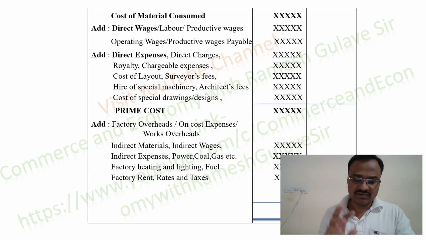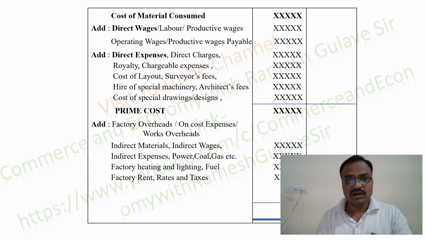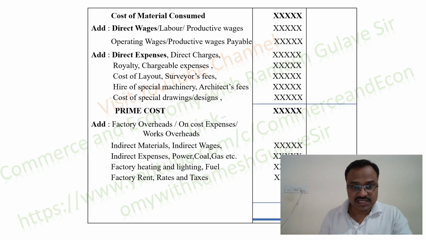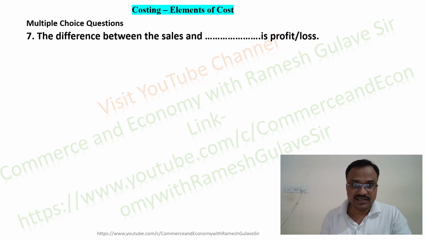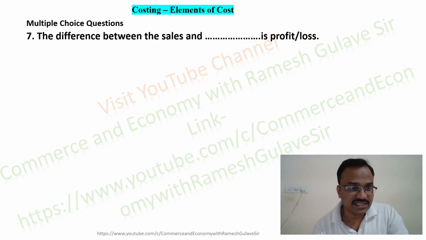See friends, overheads are nothing but the indirect expenses, those expenses which we cannot attribute to a particular element of cost. So all those are considered as overheads, and overheads are classified as factory overheads, office and administrative overheads, and selling and distribution overheads. Okay, in next questions also the concept related to this will be clear. So now let us discuss the next question.